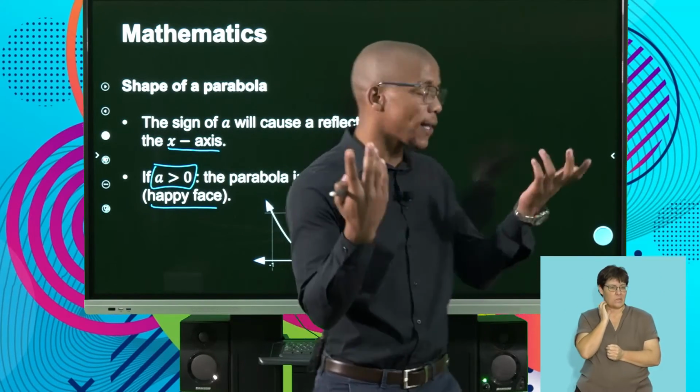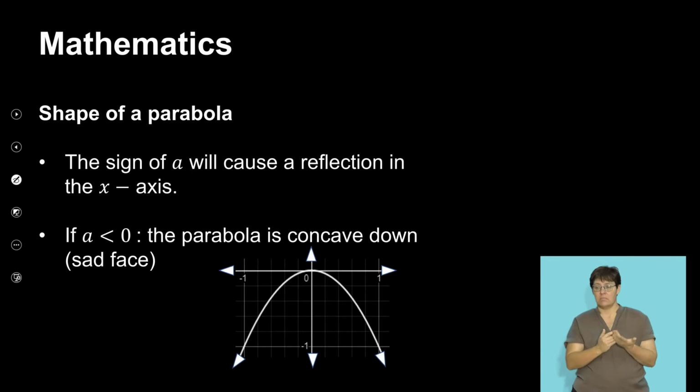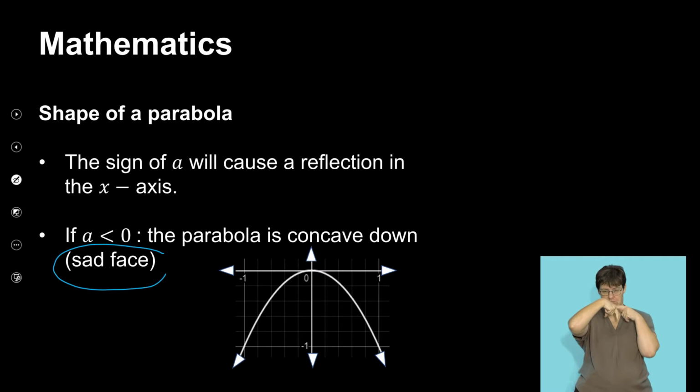Then, when A is less than 0, it is normally said to be concave down, which we say is a sad face, right? So it will be facing that way.